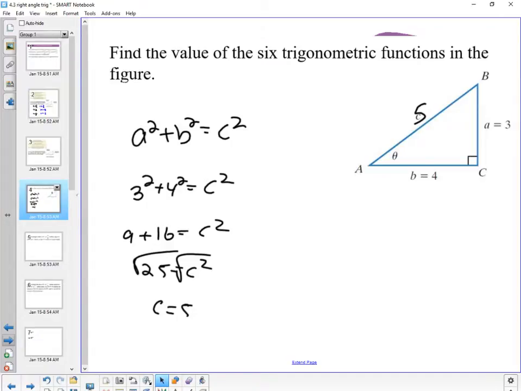So, this is an A, and this is 29, this is 35.